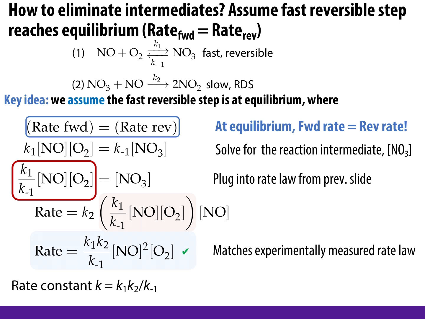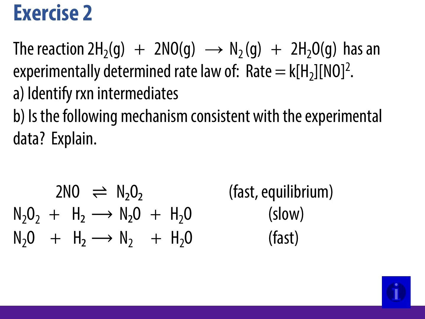So this is the other type of rate law that we can determine, where we have these fast initial steps. It's a little bit more math and work, but then you can still get a good comparison to experiment and do the rest of the problem in the same way. Okay, so our next example: see if you can identify the intermediates and determine if the mechanism is consistent with experiment.